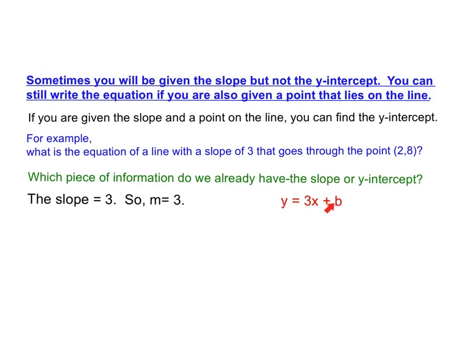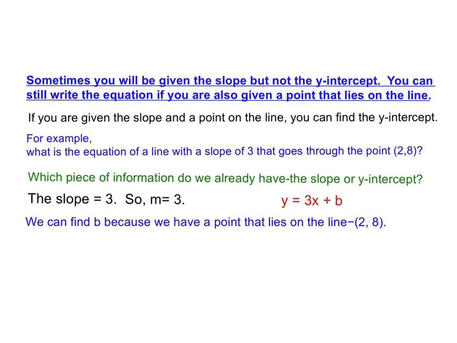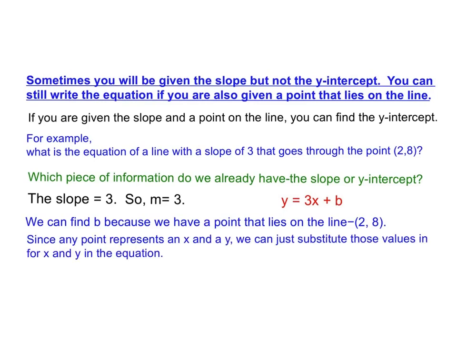So then I'm down to one equation with one unknown. Right? Since I know that point, what I really know is an x and a y that go together. And so we can find b because we have this point that lies on the line, and it's just a matter of substituting. So here's the sort of meat of it. We can substitute the values in for x and y. Any point represents an x and a y, we can just substitute those values in.